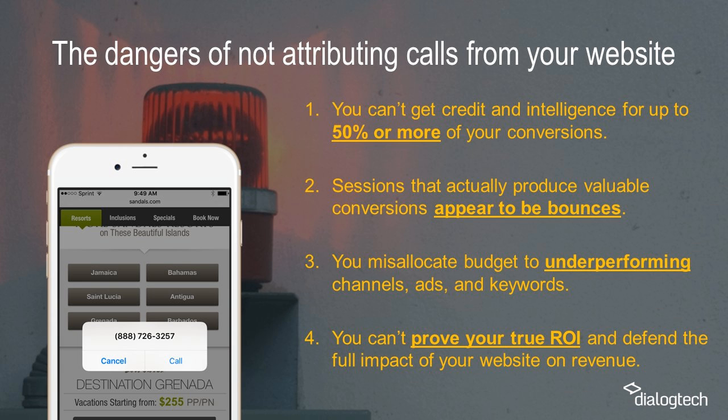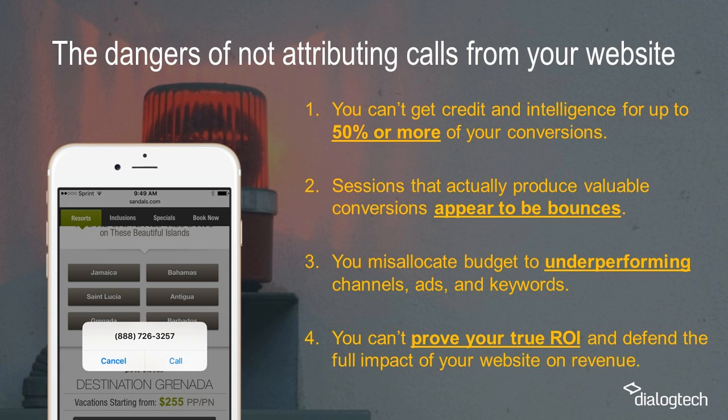So before I pass it off to Nate to talk about call attribution and optimization, I did want to show the dangers of not attributing calls from your website. As you can see, if you don't get intelligence for calls specifically from your website, you could be missing up to 50% or more of your conversions. Web sessions that you're generating on your site from digital advertising or other sources could appear as bounce rates when they're actually an extremely valuable conversion.